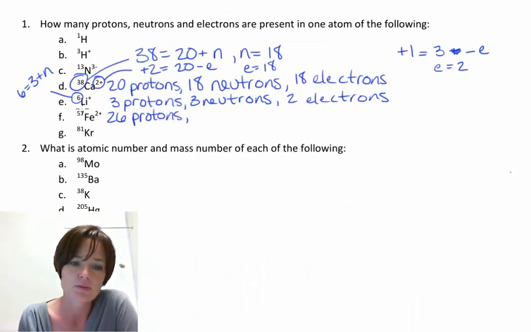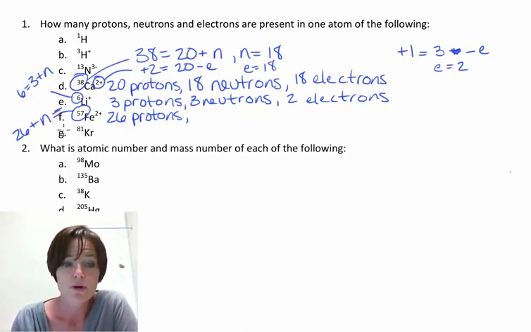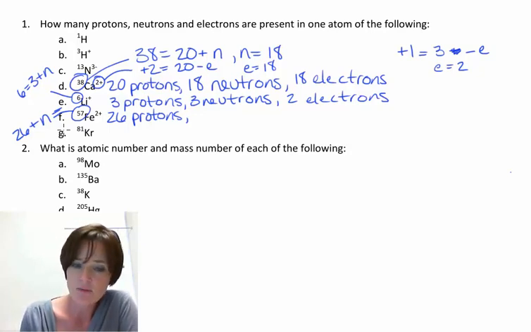For the number of neutrons, we take our 57 here. So 57 is equal to the number of protons, which is 26, plus N. So that's going to be equal to 57. So solve for N. So what that means is that we've got 31 for our neutrons.